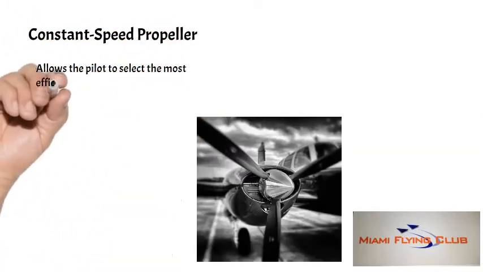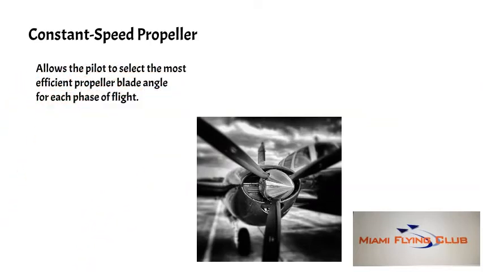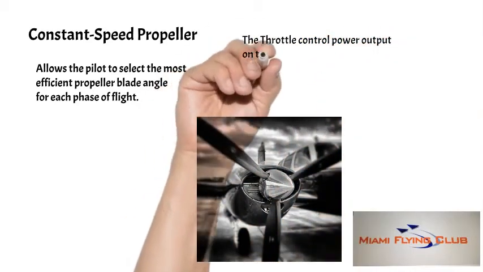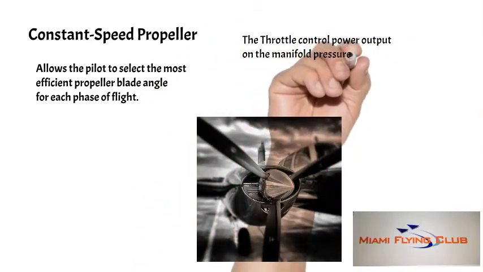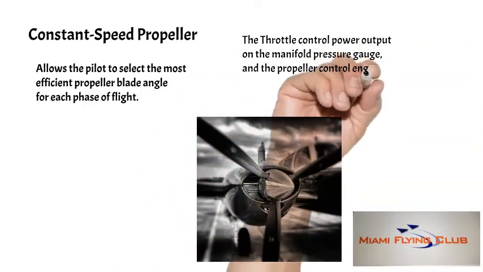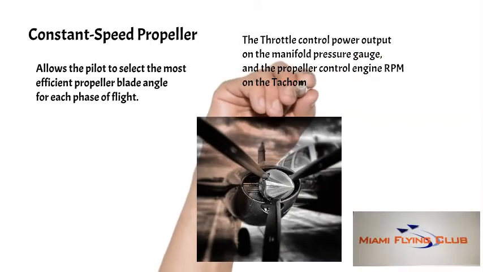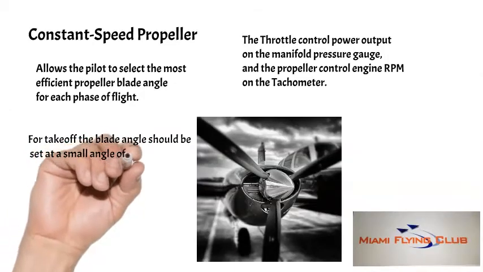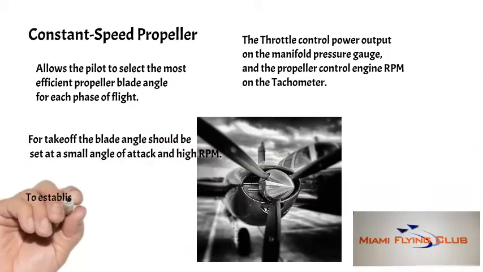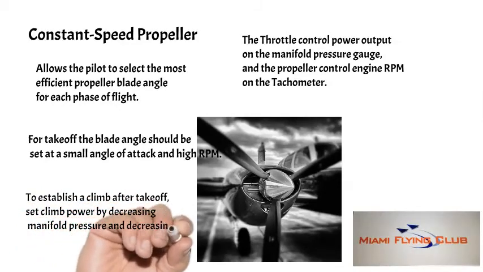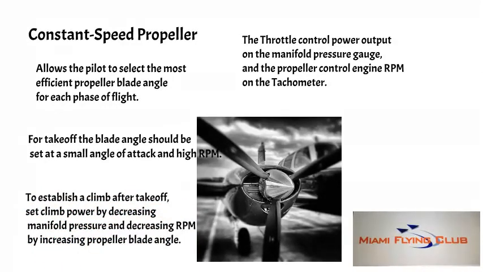Constant speed propeller allows the pilot to select the most efficient propeller blade angle for each phase of flight. On aircraft equipped with a constant speed propeller, the throttle controls power output, which is registered on the manifold pressure gauge. The propeller control changes the pitch angle of the propeller and governs the RPM, which is indicated on the tachometer. For takeoff, the blade angle should be set at a small angle of attack and high RPM. To establish a climb after takeoff, set climb power by decreasing manifold pressure, and decreasing RPM by increasing propeller blade angle.